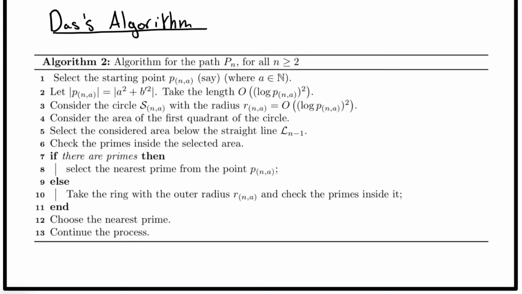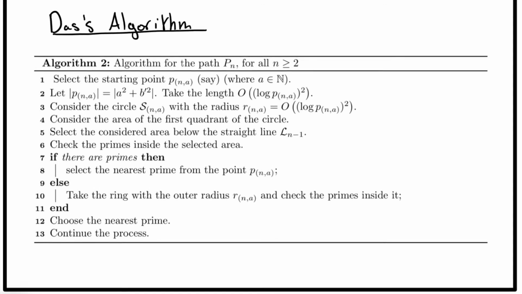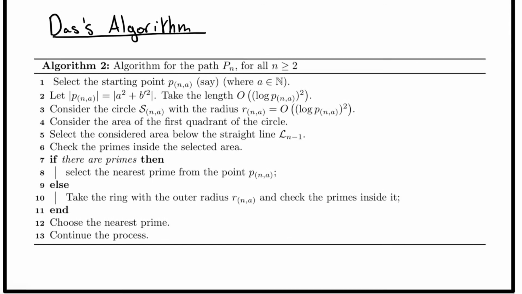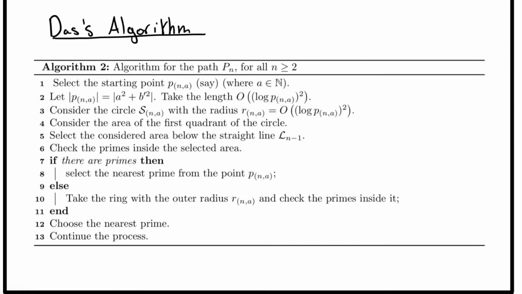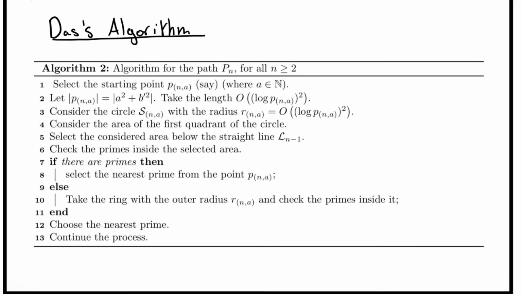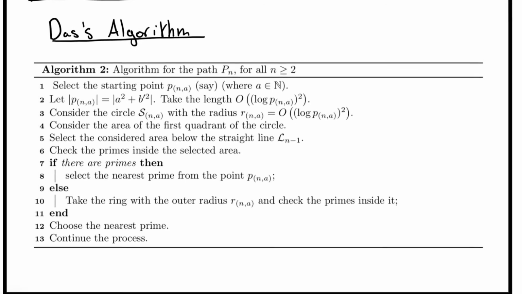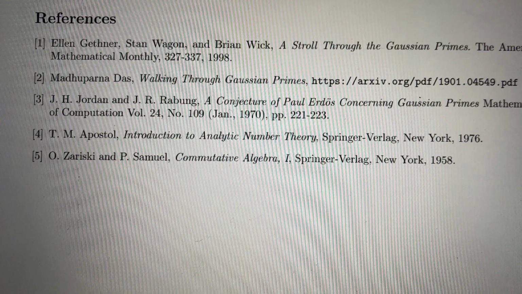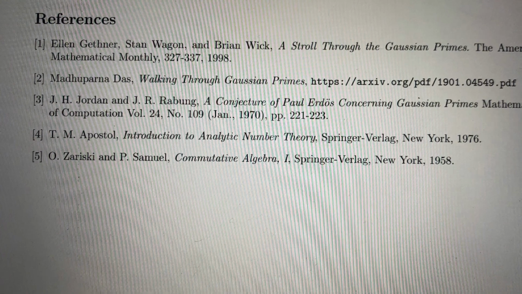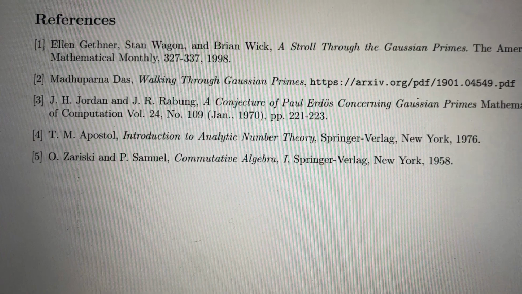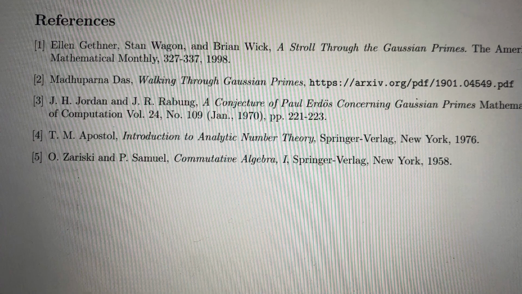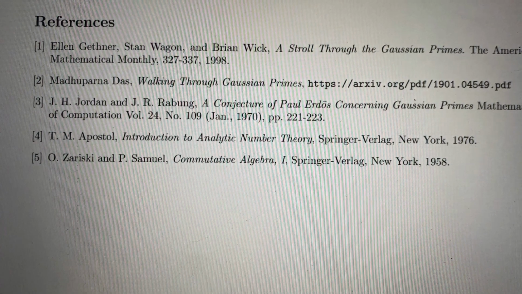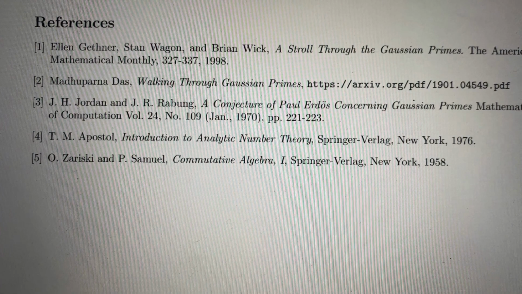Das theorizes that primes will become increasingly sparse as one approaches infinity, and therefore the Gaussian moats would only grow and become arbitrarily large. With all of the advancements that are being made in computers today, it's only a matter of time before someone develops an algorithm to find larger and larger Gaussian moats, and I can't wait for that day.